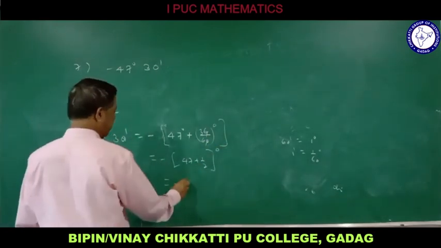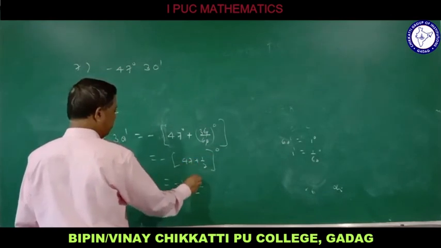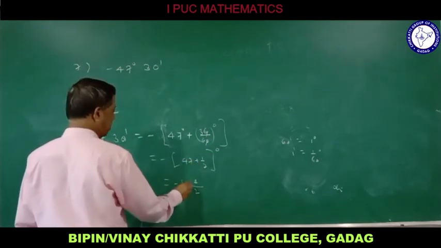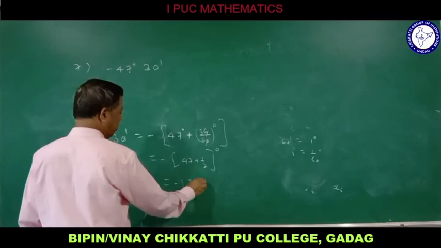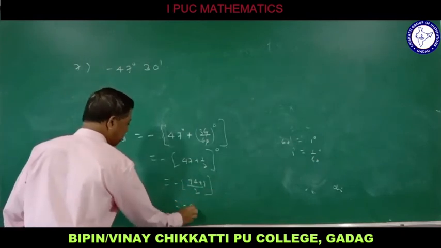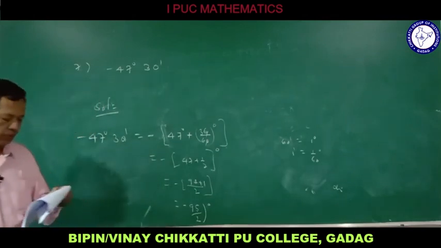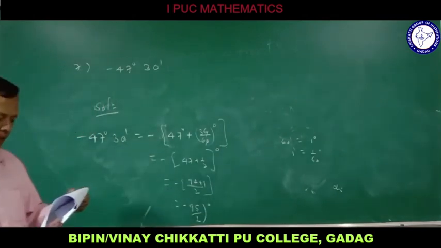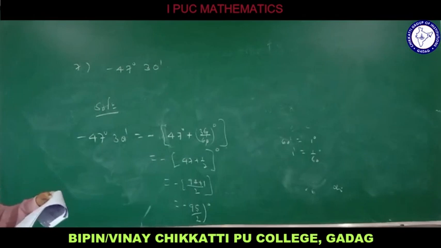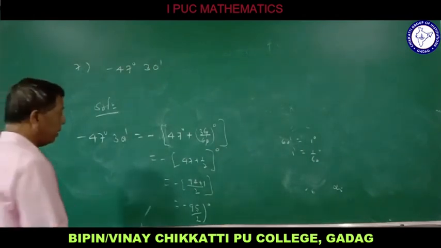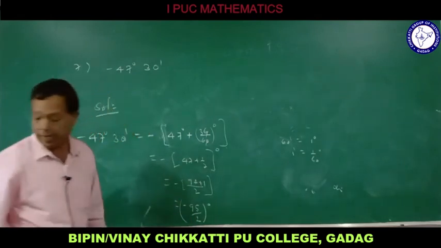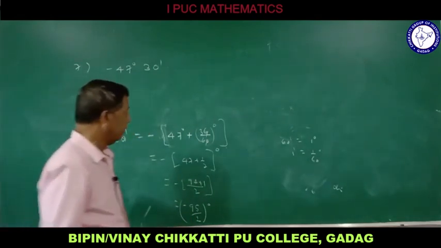LCM is what? 2. And here 94 plus 1. So what is this? Minus 95 by 2 degree. Minus 95 by 2 degree here. So here you have to see that 95 by 2 you can go for, and it should be converted into what? Radian. That I am explaining.